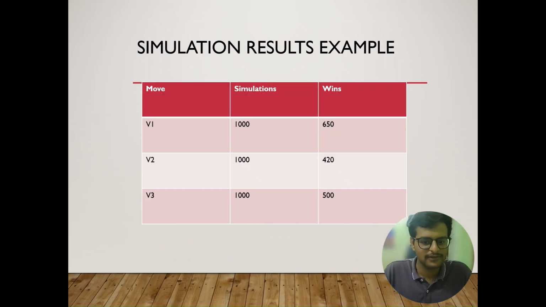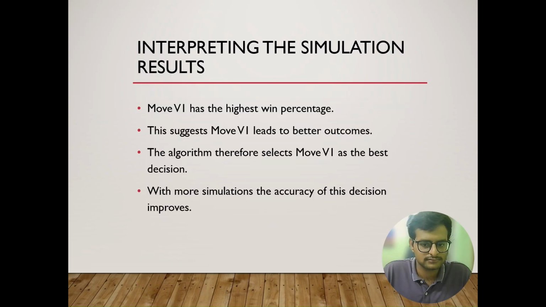This slide shows us the simulation result. For all three moves we simulate them 1000 times. Out of 1650 times we show that V1 wins, out of 1420 times V2 wins, and out of 1500 times V3 wins. Now we interpret the results. Move V1 has the highest win percentage. This suggests move V1 leads to a better outcome. The algorithm therefore selects move V1 as the best decision. With more simulations, the accuracy of this decision improves.